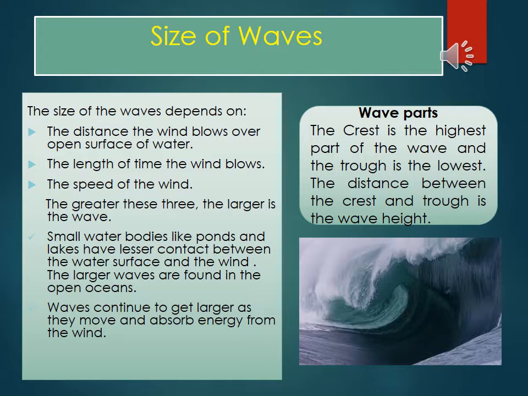What are the wave parts? The crest is the highest part of the wave and the trough is the lowest. The distance between the crest and the trough is the wave height.